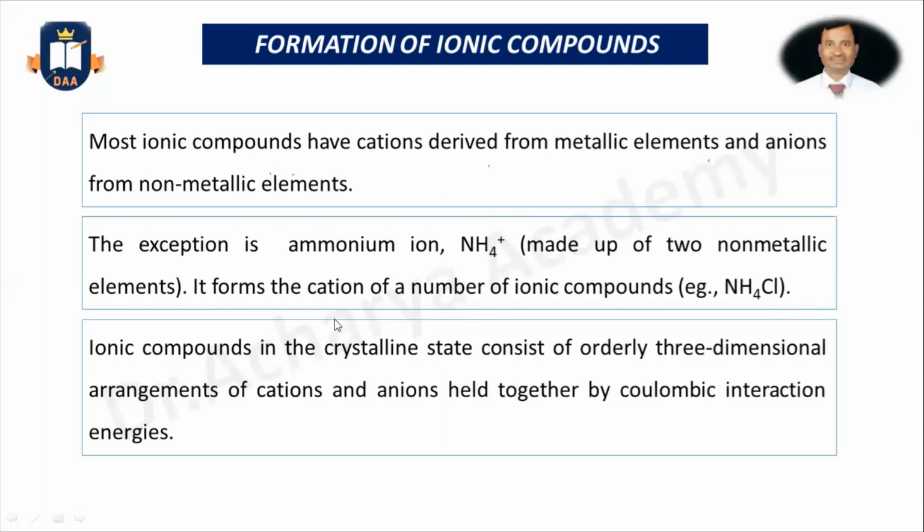These ionic compounds in their crystalline state consist of an orderly three-dimensional arrangement of cations and anions. We see this in our table salt. Table salt is the crystalline state of the ionic compound sodium chloride, which is formed by Na plus cation and Cl minus anion. These Na plus cations and Cl minus anions are held together by Coulombic interaction energies.